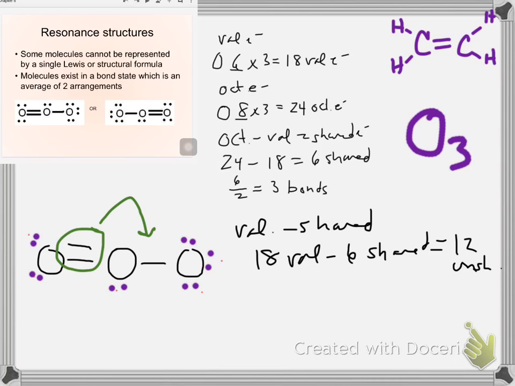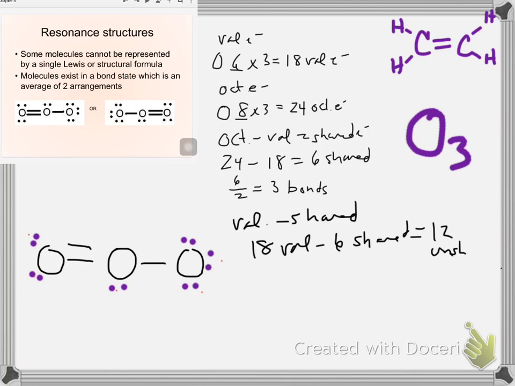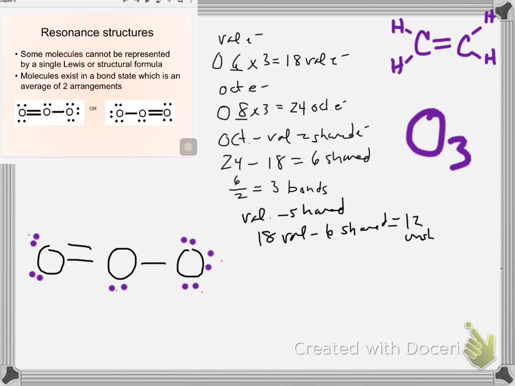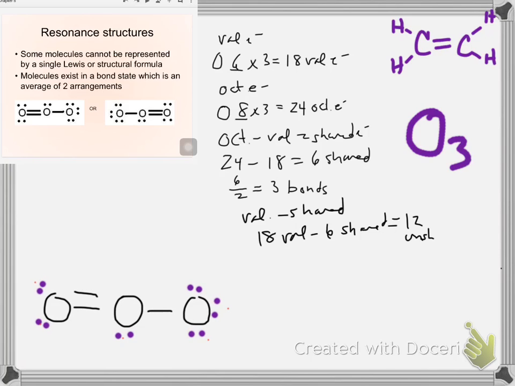And the way that it's shown then is what's called a resonance structure. And any time we have something with a double bond that could exist in more than one place, we have to show a resonance structure. And what we do with a resonance structure is we show a double-headed arrow in the middle, and we show both possibilities.